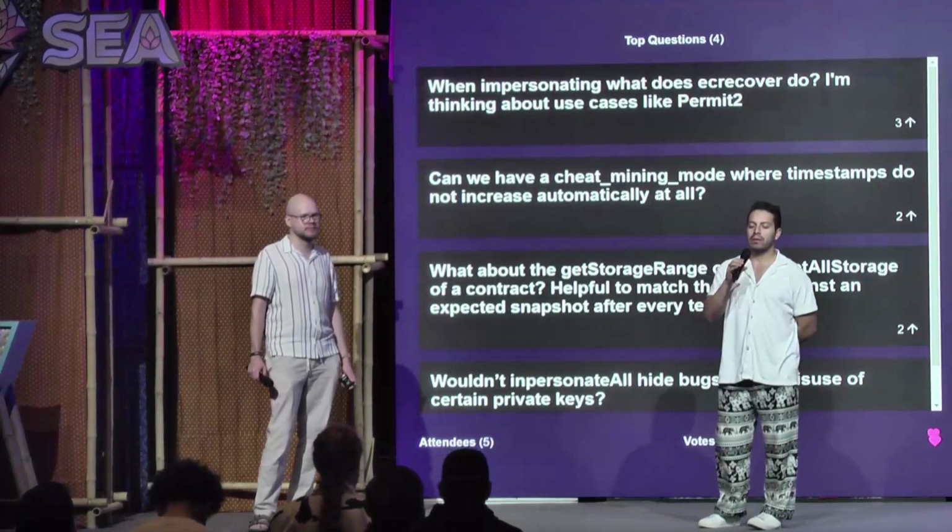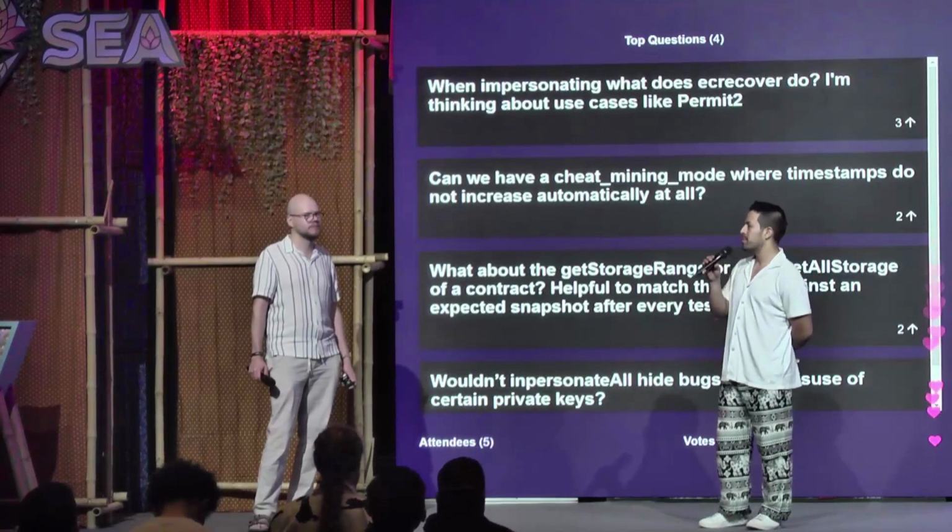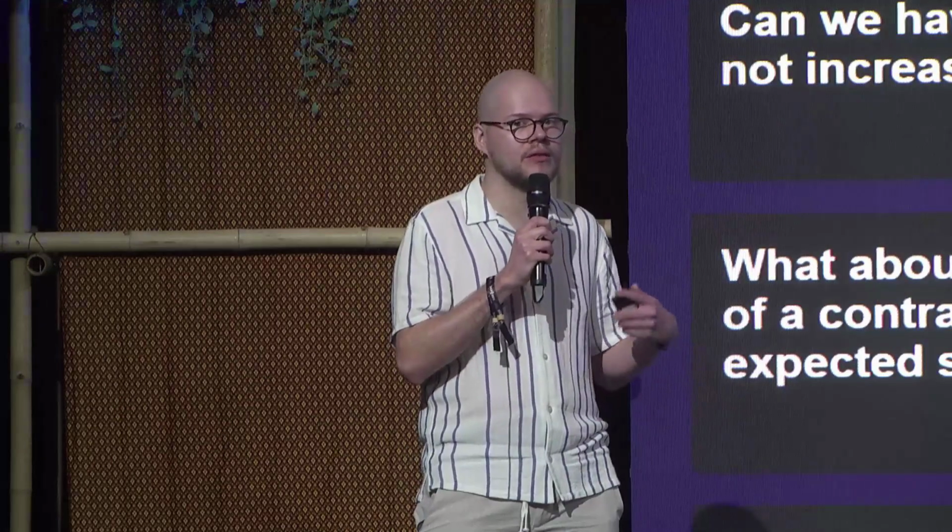When impersonating, what does ecrecover do? I'm thinking about a use case like permit. Yes, so this is something that we decided not to tackle yet. This is a known problem, and it also doesn't work right now. My suggestion is that if you need a signature, most likely the address of the account that you need the signature of is somewhere in the EVM storage of the contract. So what you can do is override the storage slot with an address that you know the private key of. This way you just bypass this problem and you don't use impersonation at all. You just set the storage slot.